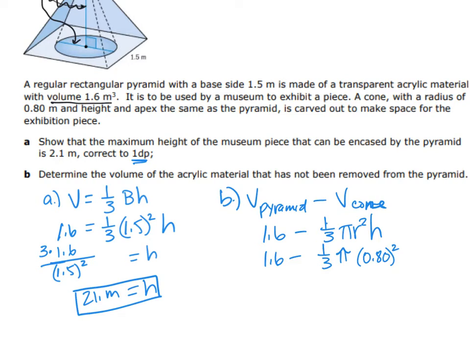Now remember that height, I don't want to use a rounded value, so I could either put in h, where I have the value stored, or I could just write the whole expression, which is 3 times 1.6 over 1.5 squared. So we'll do all that arithmetic in one step, and then to three significant figures, we're going to get 0.170 meters cubed. That's how much of the acrylic material has not been removed from the pyramid.